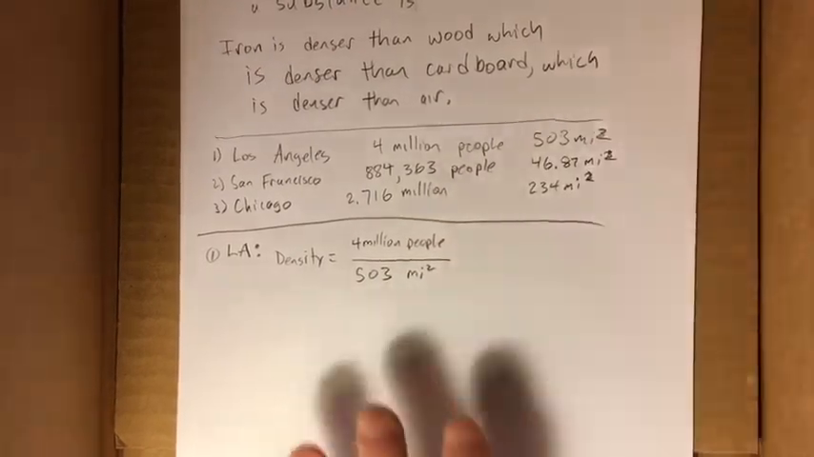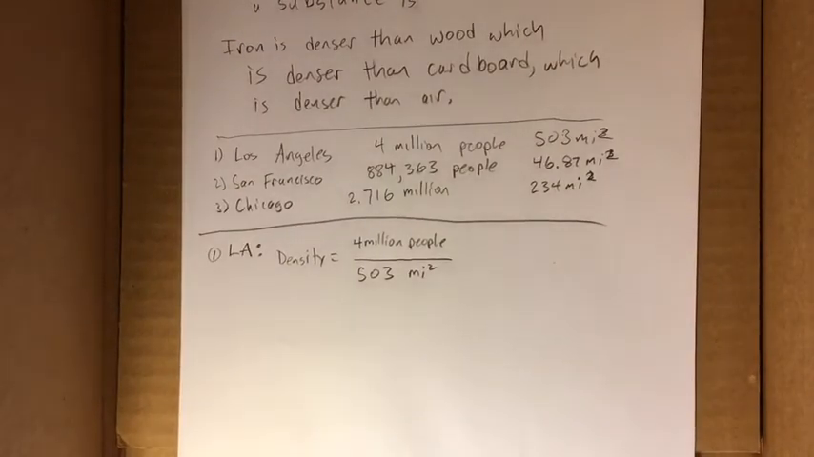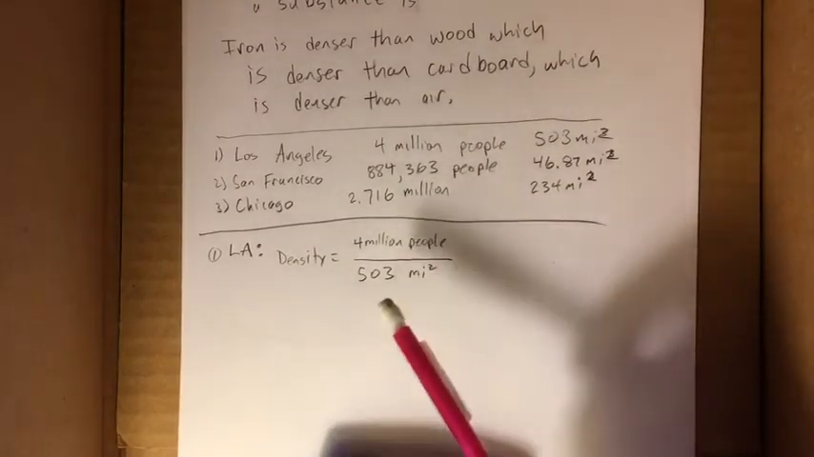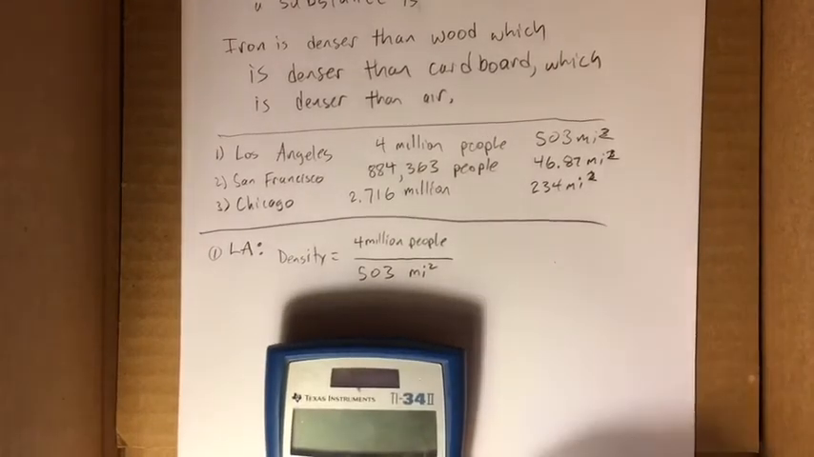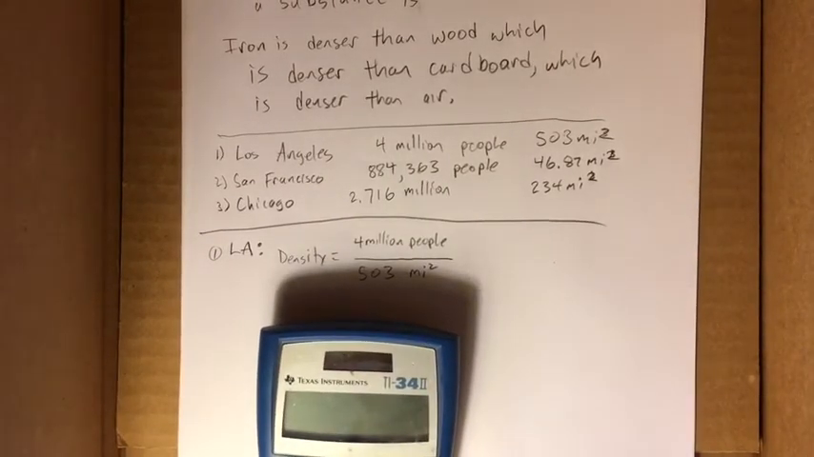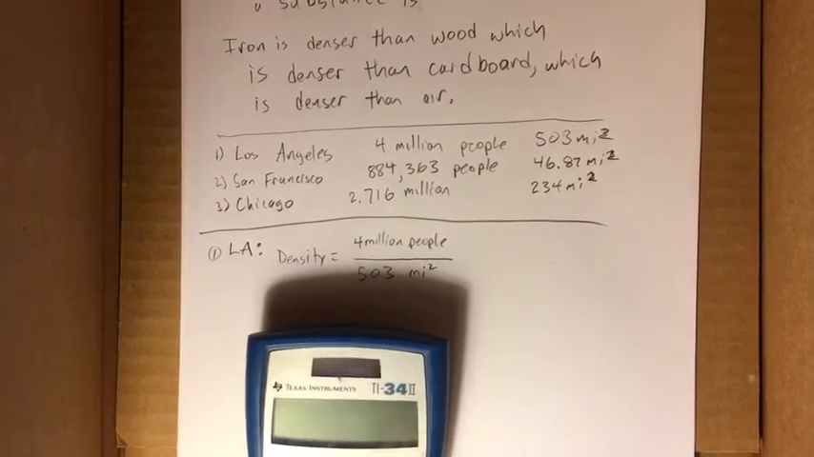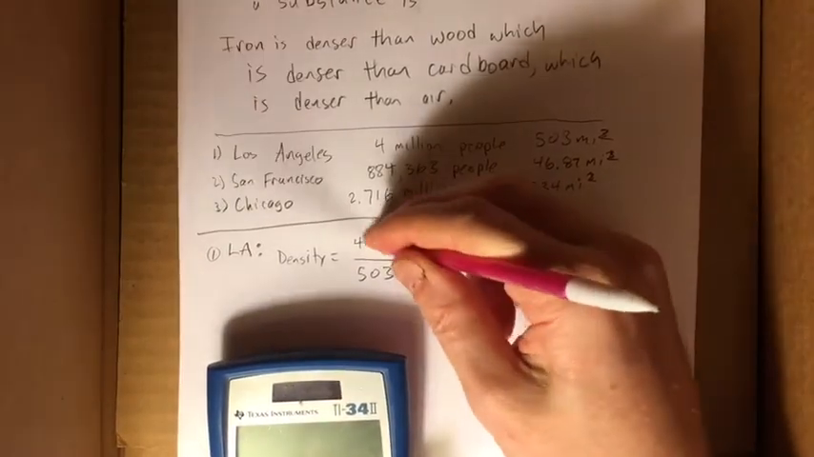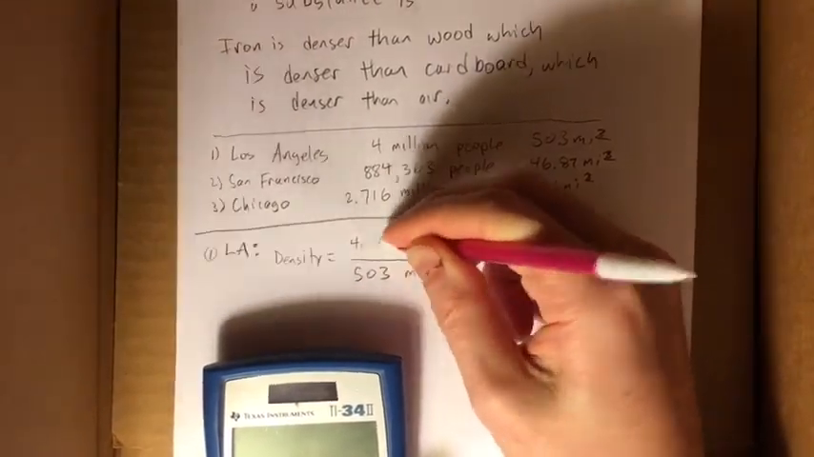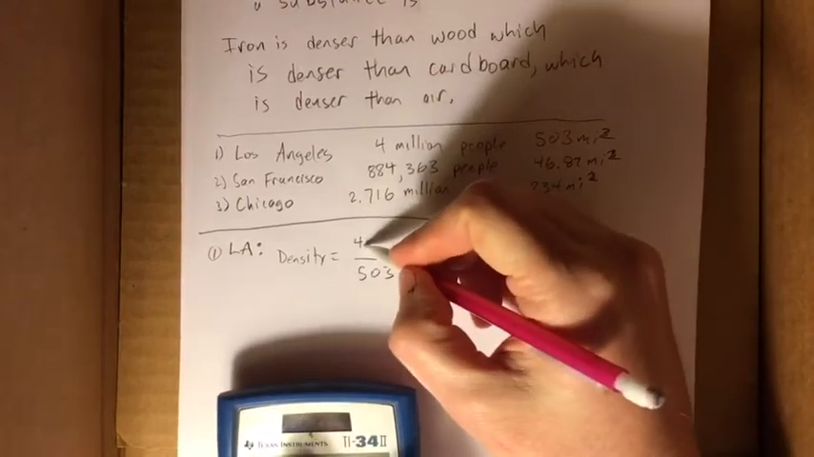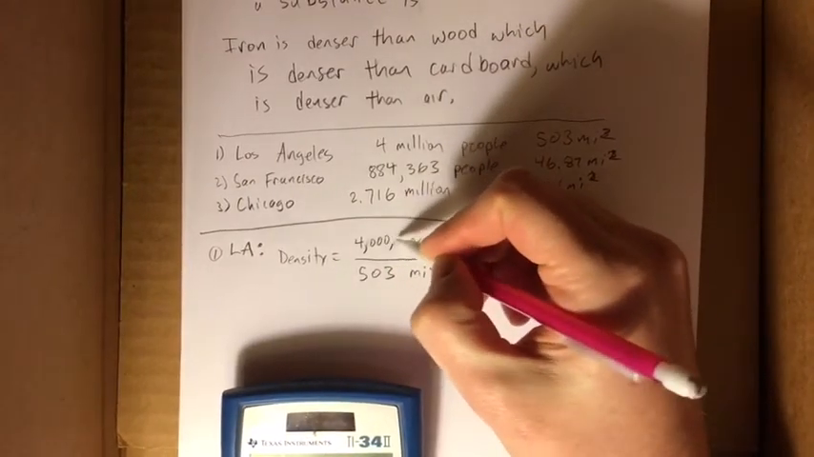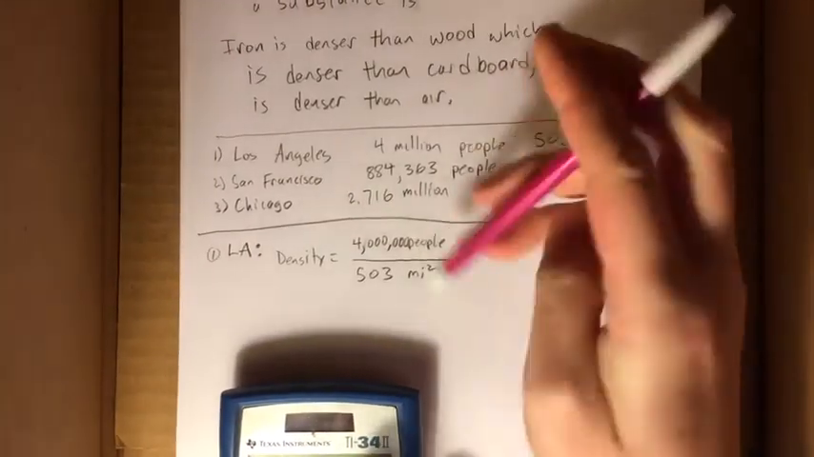And then all you have to do, once you set up this fraction, is we want to know how many it is per 1 mile. So all you really have to do is divide this. Now for 4 million, maybe let's change that to an actual number to make our life a little easier. So that would be 6 zeros.